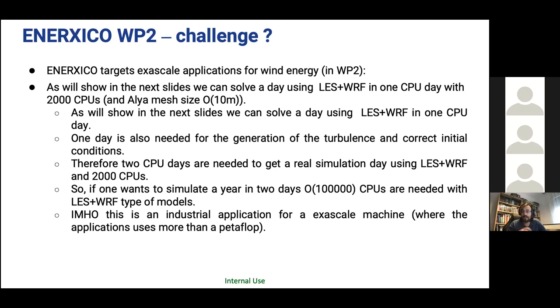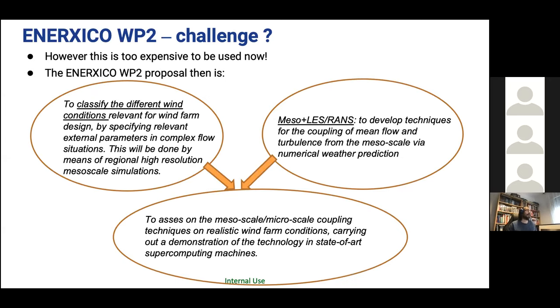But we can also begin to think about how to use this with the current supercomputers to help industry like Iberdrola. And this was a little bit the idea of ENERXICO. We were having two activities. The first activity is led by CMAT, where they are doing a classification of different wind conditions, classified in terms of the source terms that we need in order to do this coupling. I'm not going to show it, but if people are interested, they can contact us. I'm sure people from CMAT are going to give more details, and we will have papers at the end of the project. We still have 6 months of project.